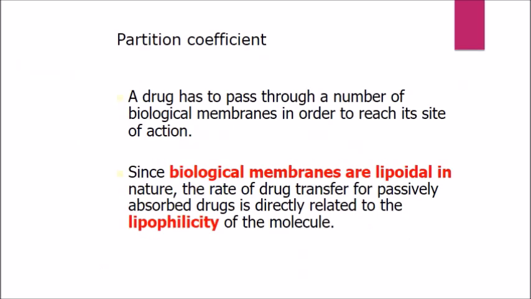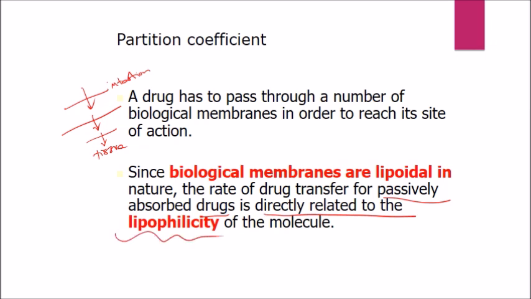A drug has to pass through a number of biological membranes in order to reach its site of action. For example, when you absorb, they need to pass through the intestine, and they need to pass through the blood vessel in order to reach the tissue. Since the biological membranes are lipoidal in nature, the rate of drug transfer for passively absorbed drugs is directly related to the lipophilicity of the molecule, which is determined by log P of the molecule.